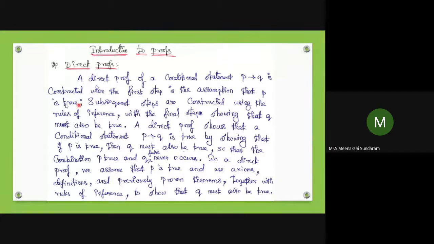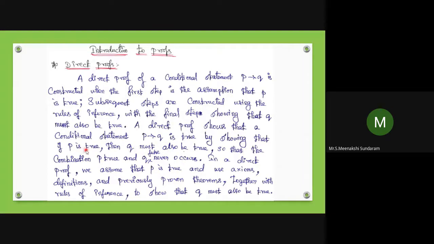So we assume that P is true. Subsequent steps are constructed using the rules of inference, that is, implications, logical equivalences, algebraic theorems, etc., with the final step showing that Q must also be true. So a direct proof shows that a conditional statement P tends to Q is true by showing that if P is true, then Q must also be true.